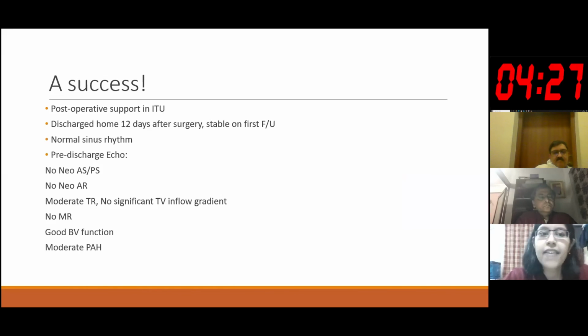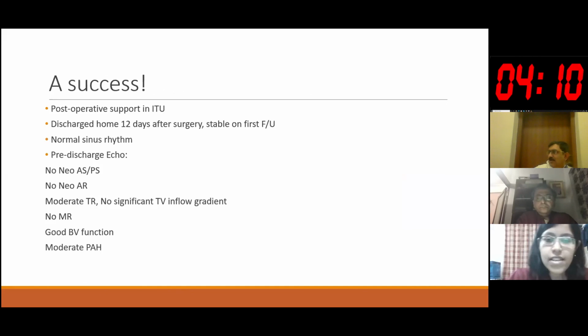The child had a standard post-operative stay in the ITU, was discharged home stable, and the pre-discharge echo showed good function, no significant MR, moderate TR, but no significant inflow gradient, and a good result overall.